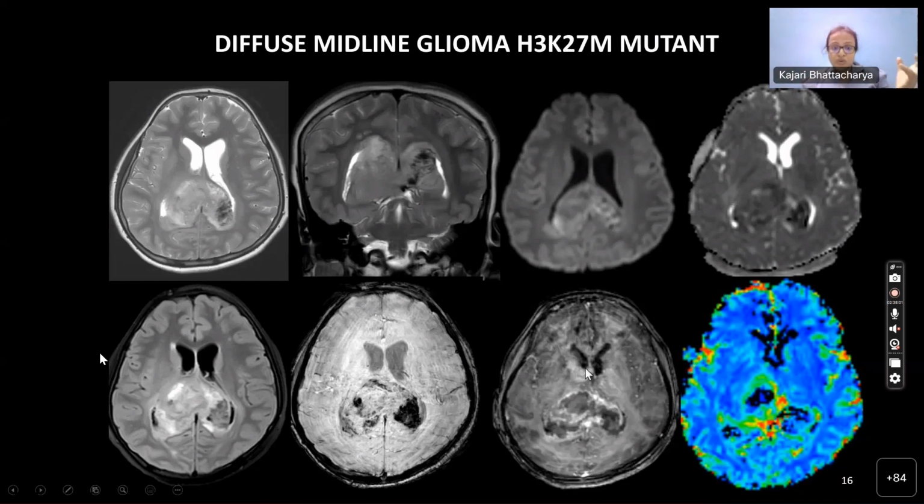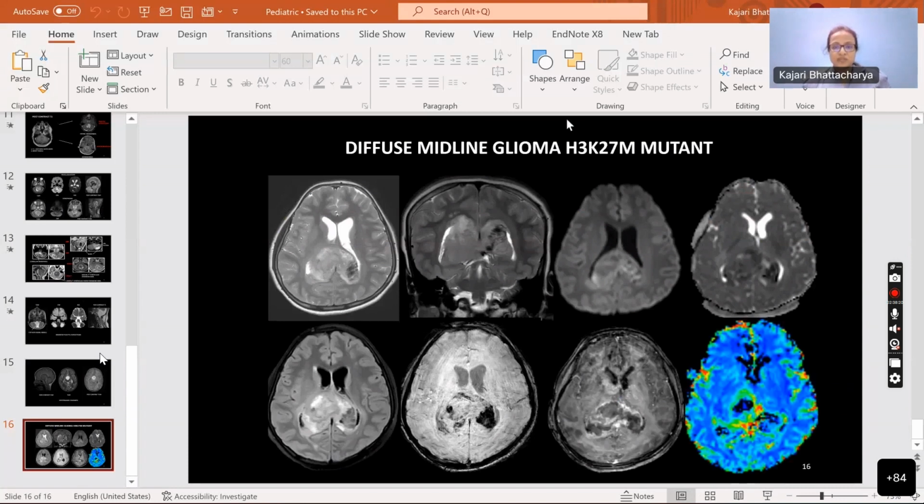And also you can see that the enhancement is very heterogeneous in this case. As we saw in the pilocytic astrocytoma, it was intensely enhancing in the solid component. This one is showing a very heterogeneous and necrotic kind of post-contrast enhancement. So with that, I'll end my presentation. I think this was just to give a basic idea regarding what the different kinds of brain tumors look like. Ma'am, over to you again. Thank you so much.